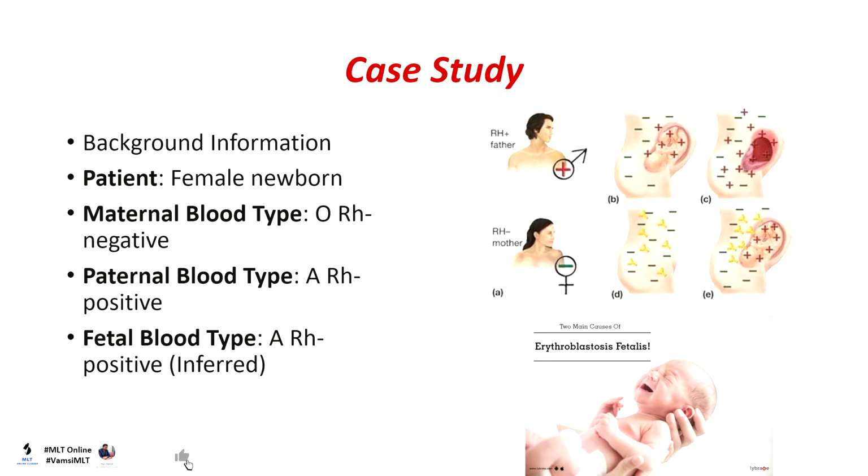Sample case study. Background information. Patient: female newborn. Maternal blood type: O Rh negative. Paternal blood type: A Rh positive. Fetal blood type: A Rh positive, inferred.